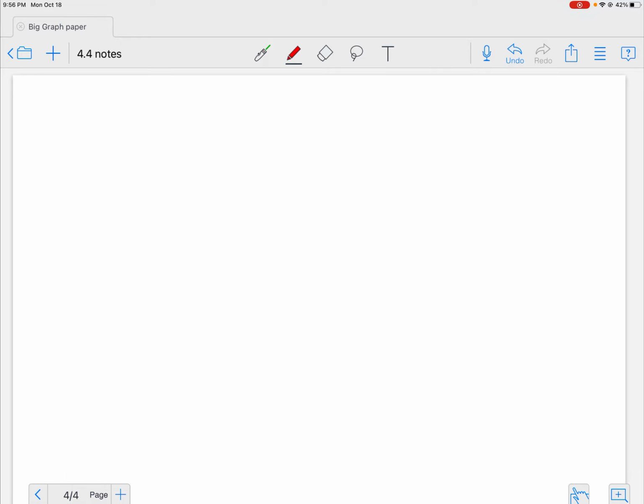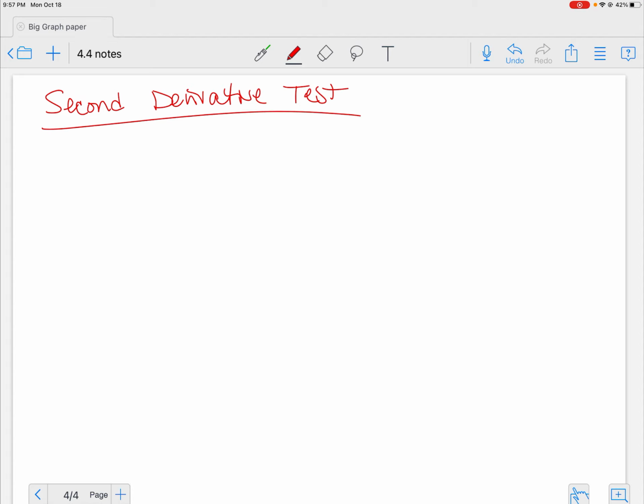So I actually have a second derivative test. So with our second derivative test, I'm going to write the first derivative here just so we don't lose it. 2x squared plus 2x minus 24 over this 2x plus 1 squared. Okay.